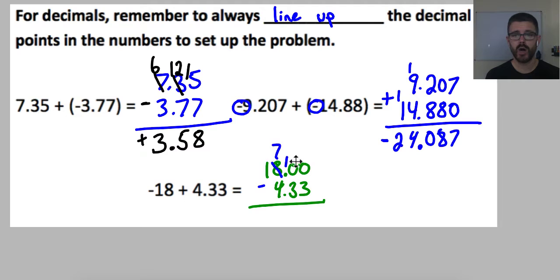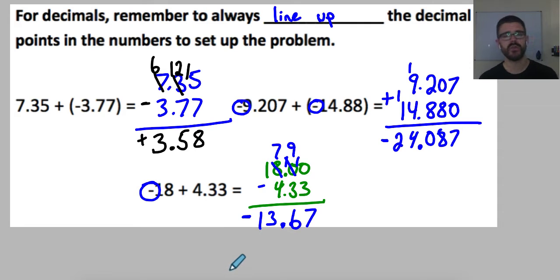Here I'm going to have to do a little borrowing. Then I can borrow from the 10 to make it a 9, and make that into a 10. 10 minus 3 is 7, 9 minus 3 is 6. Decimal slides down. 7 minus 4 is 3, and 1 minus 0 is 1. Take the sign of the higher number. 18 is bigger than 4, so we know it's going to be a negative. So same rules as with regular integers, we just have to do a little bit more work in the actual addition or subtraction.